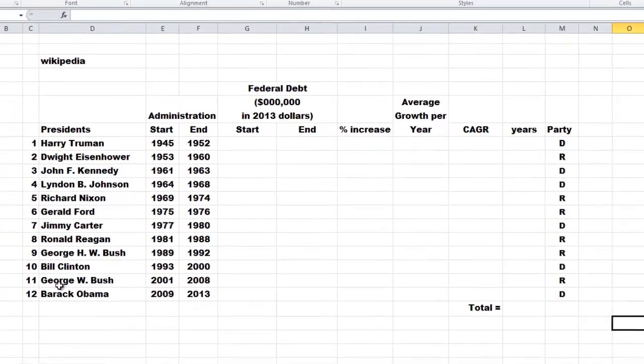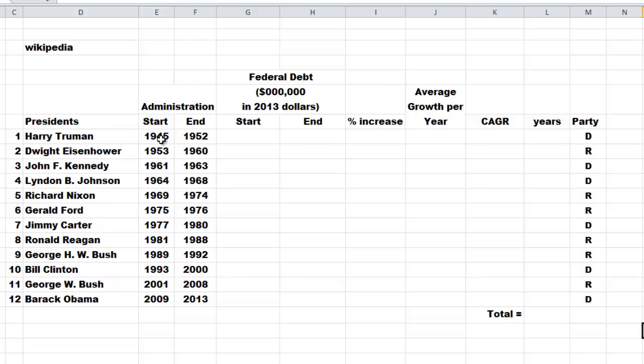And then you'll notice we have 12 presidents after World War II, starting with Harry Truman, whose administration began in 1945. Actually, it began in 1944, but he had no control of that particular budget. His budget didn't actually start until 1945. In any case, we go all the way up to 2013, which is last year. This recording is made in the summer of 2014.